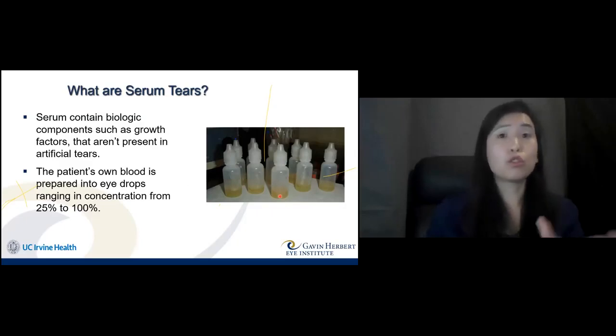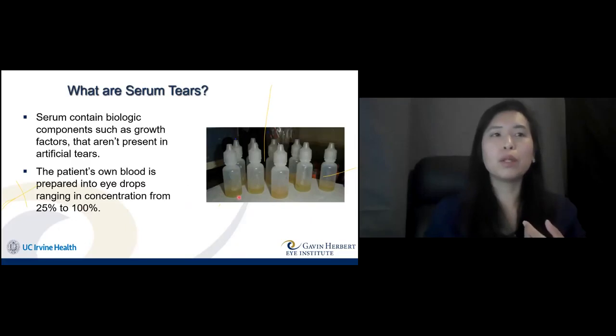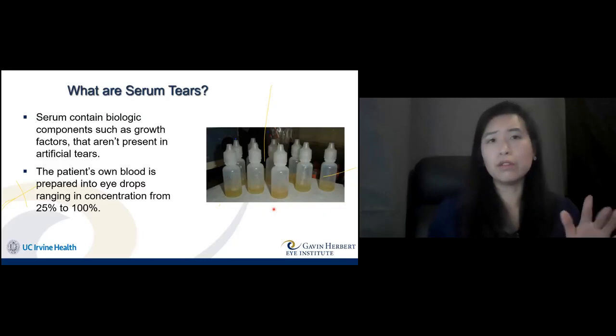And it can be given straight, like 100% serum, or it can be diluted to 25%. And what happens is you get all these bottles and you put one of them in the fridge and you use that while all the other ones go into the freezer. So hopefully one blood draw lasts you quite a while. So again, this is reserved for very severe patients.